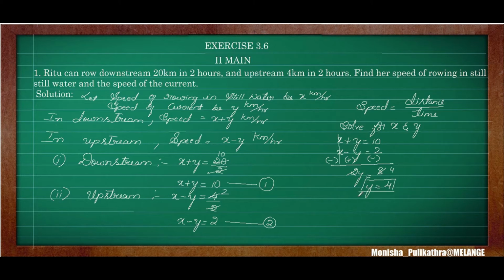When we substitute this into one of the two equations, I am taking equation 1 here, x plus y is equal to 10. In the place of y we substitute 4, so x is equal to 10 minus 4, x is equal to 6, right? So Ritu's speed in still water is taken as x, so speed in still water is equal to 6 km/h.